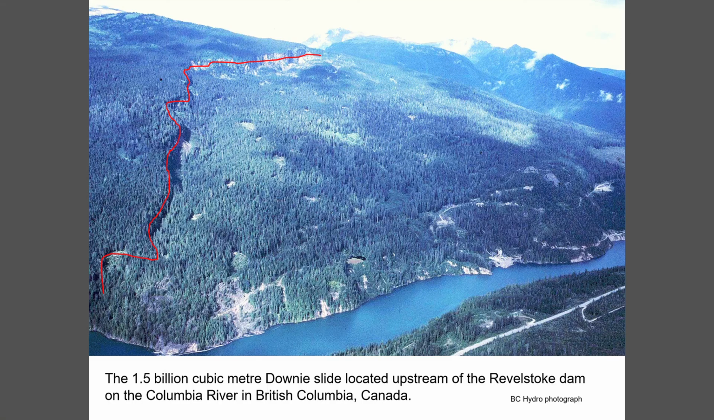Here's an example of the use of drainage in an extremely large slide. This is a 1.5 billion cubic meter slide called the Downey Slide, which is located above the Revelstoke Dam in British Columbia on the Columbia River. And it was generated during the last ice age when glaciers came down the valleys and scoured them out. And so this failure occurred on a shear surface fairly low down in the rock.